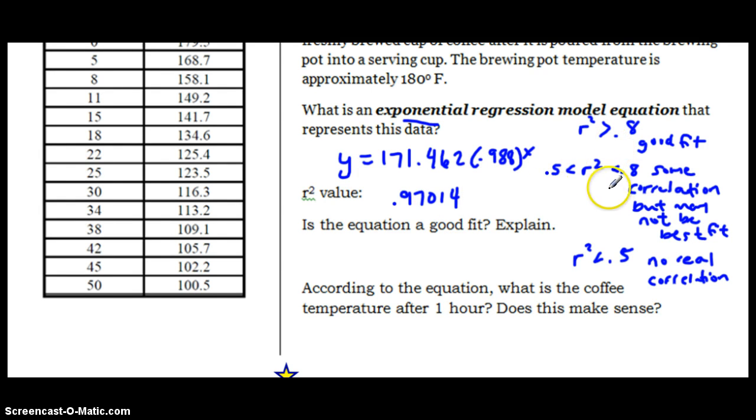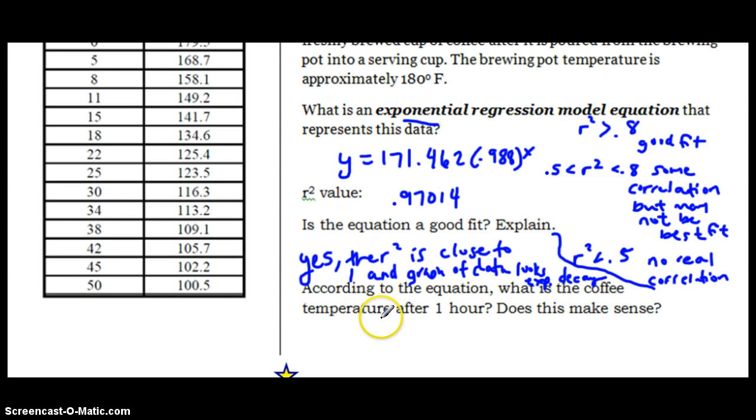If it's between 0.5 and 0.8, there is some correlation, but it may not be the best fit or give you the best result for your equation. And then if the r squared is less than 0.5, there is not really a correlation. So in this case, we're going to say yes, the equation is a good fit, it's close to 1, and the data looks exponential decay.